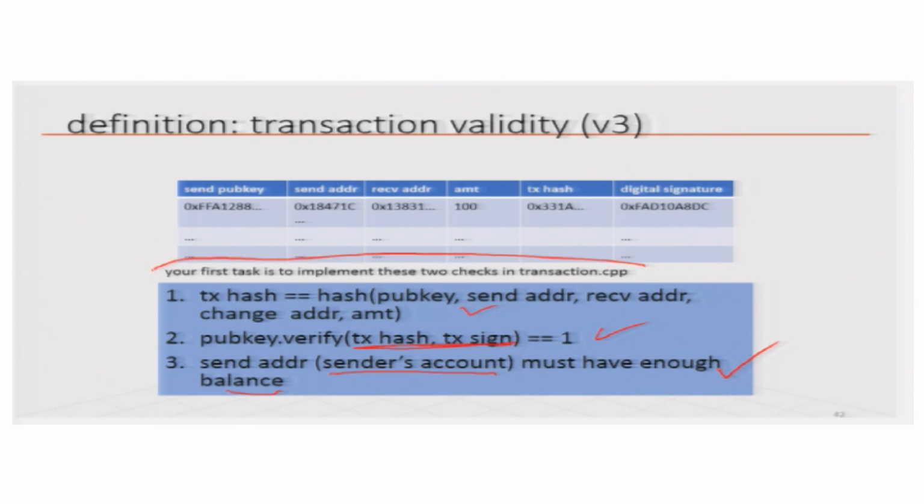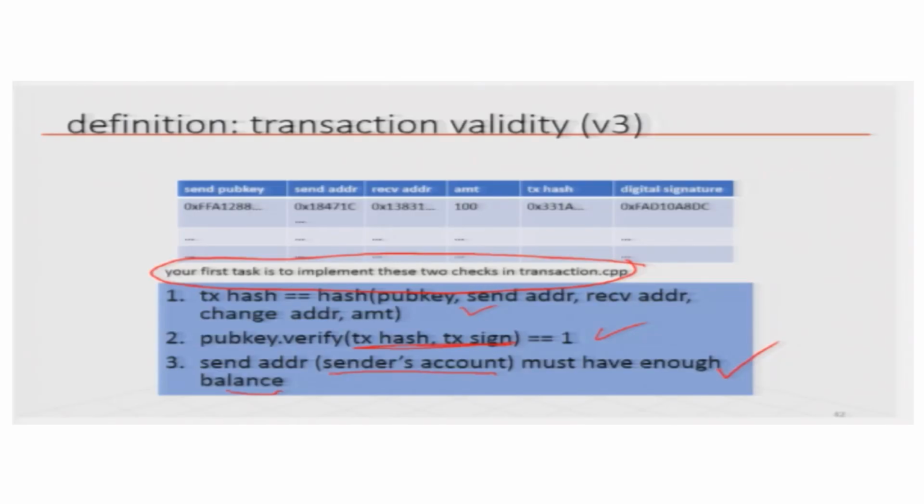In the exercise that we are proposing, we will give you an almost implemented blockchain as per today's discussion. However, there are places where you have to fill the gap, otherwise this will not work. So, there is this file called transaction.cpp where you have to implement these checks, right, the check of the signature verification and the check of the balance being enough.